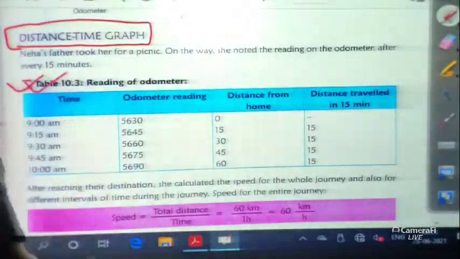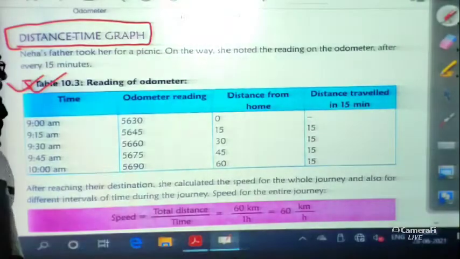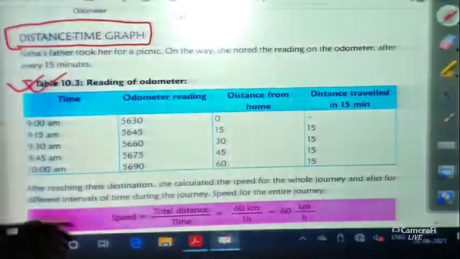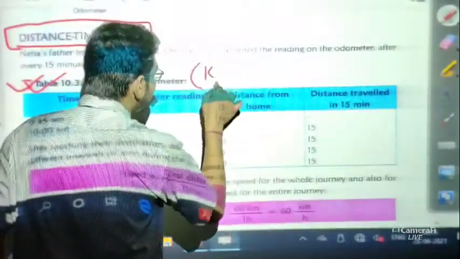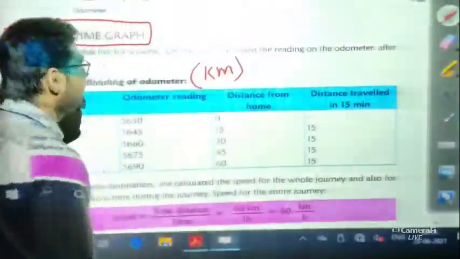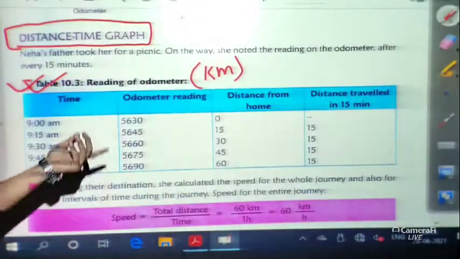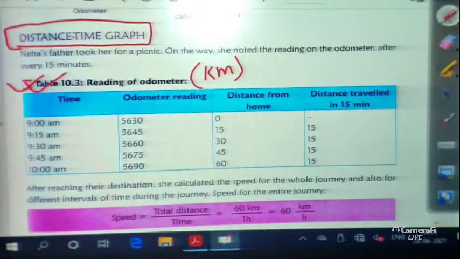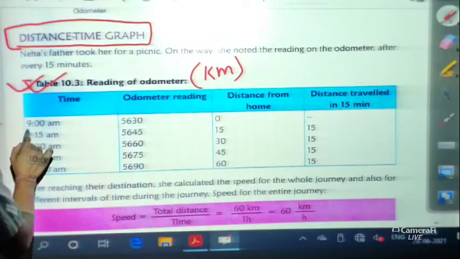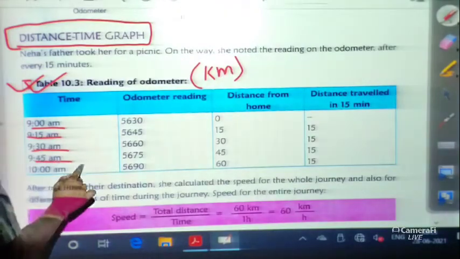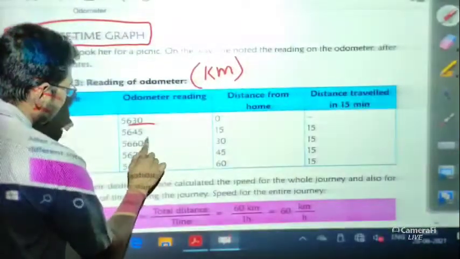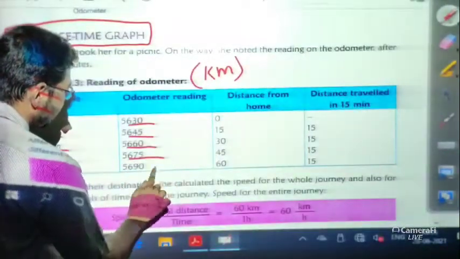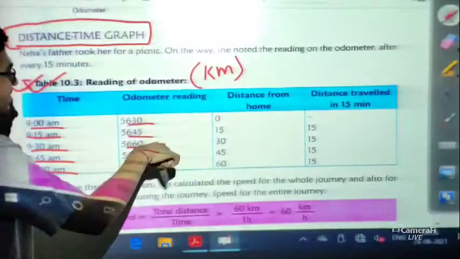In table 10.3, some readings are there which are from an odometer. Odometer only measures the distance in kilometer, so I am writing here km, which represents the kilometer. Time is there from 9 am, 9:15, 9:30, 9:45, 10. Odometer readings are there 5630, 5645, 5660, 5675, 5690. Okay, these are the readings.